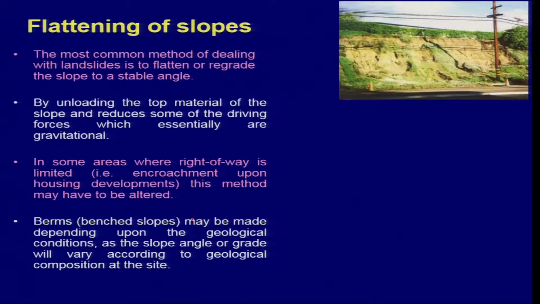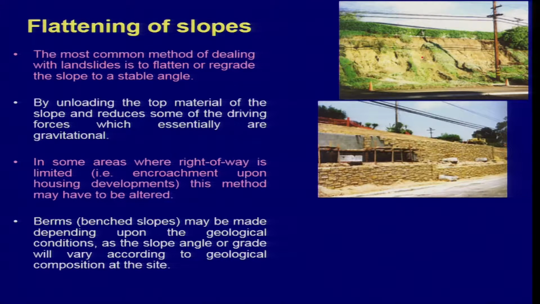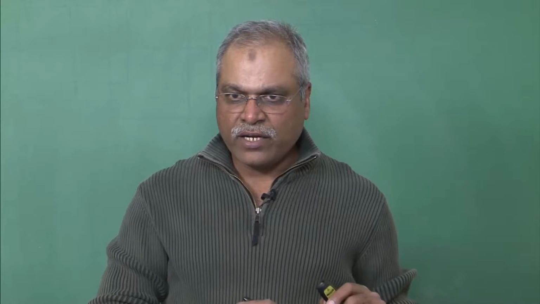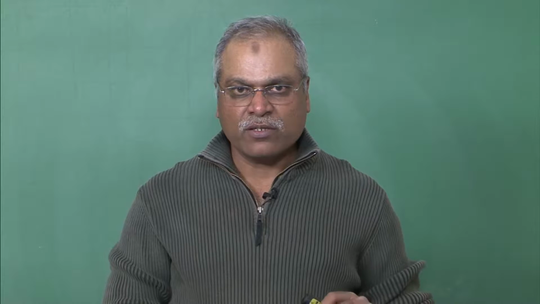For example, in some residential areas it was difficult to do that sort of slope reduction. So, over time they constructed benches, or what we call berms, and finally they came up with this. So, you have beautified the area and you have retained the slope also. This is one of the best methods that can be used in residential areas.